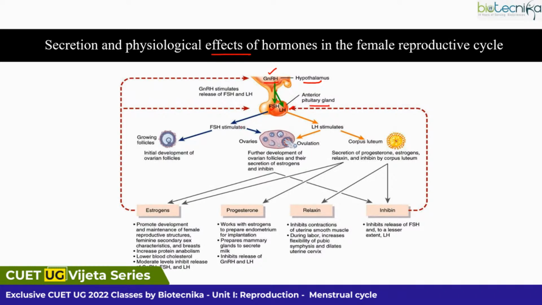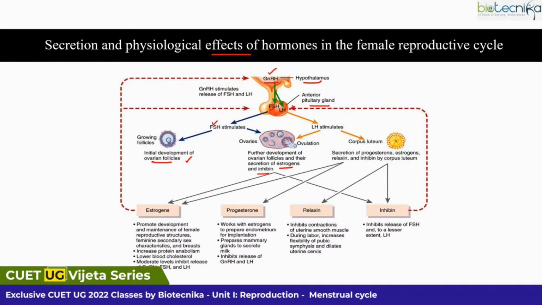Now, FSH is the follicle stimulating hormone. It will help in the development of ovarian follicles. So you can correlate like that: under FSH, in the ovaries, there will be development of the ovarian follicles. And when the follicles are developing, there will be secretion of estrogens and inhibin, right?